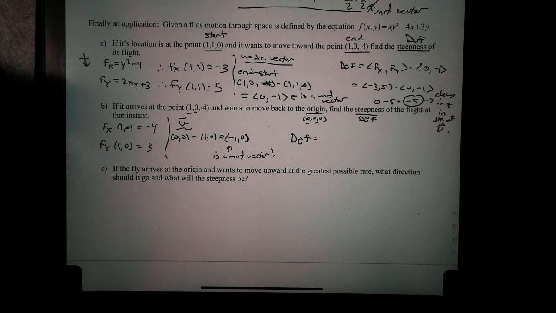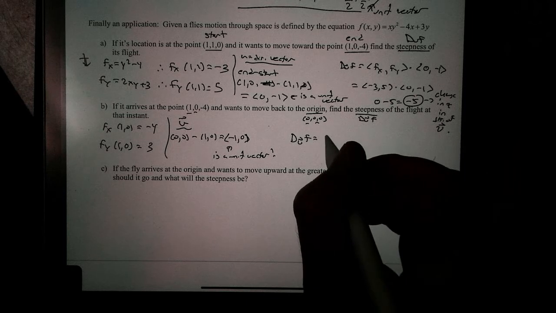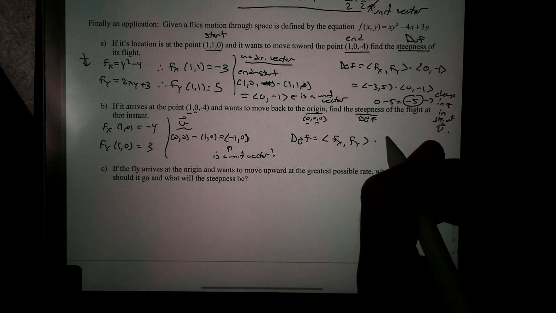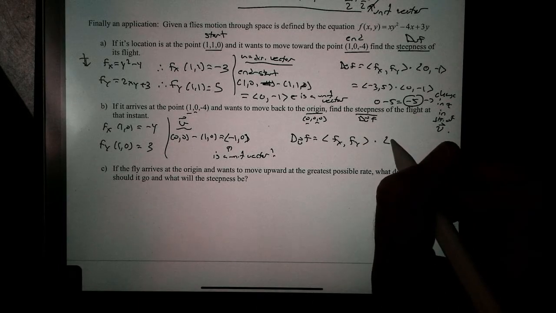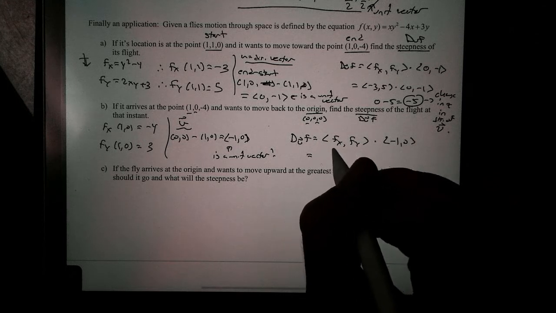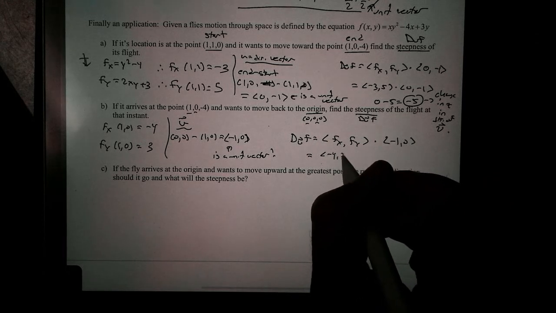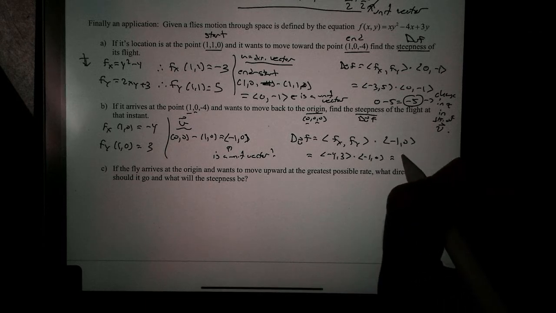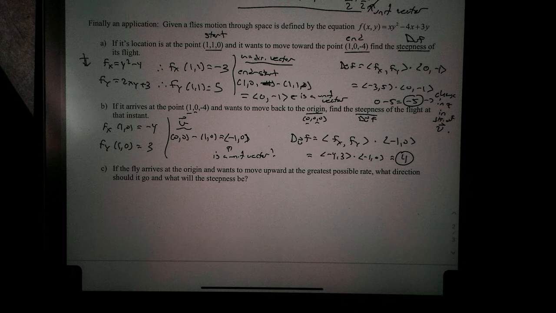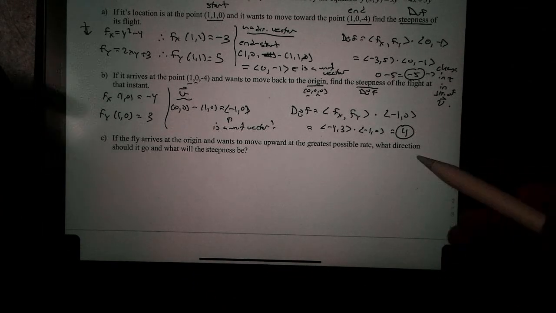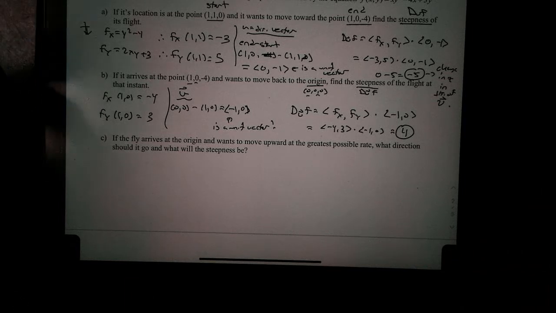Again, I'm going to use the dot product, (fx, fy) dotted with my directional vector, (-1, 0). If we do this, we have (-4, 3) dotted with (-1, 0). We would just get 4. So there's the steepness at that point. Are we heading up, or are we heading down? Are we increasing or are we decreasing? So we can use these a lot in little word problems as well.